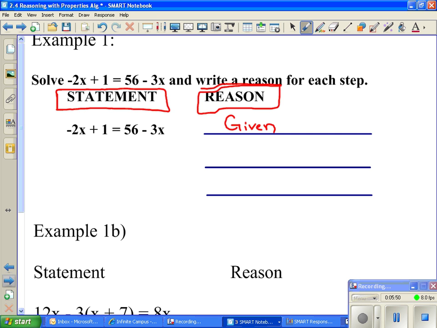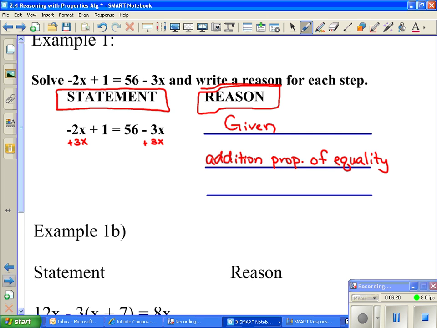Get the x's on the same side, right? So I'm adding 3x to both sides. Now, what property was that called? The addition property. What kind of addition property? Of equality. It's got equal in it, makes it equal to equality.